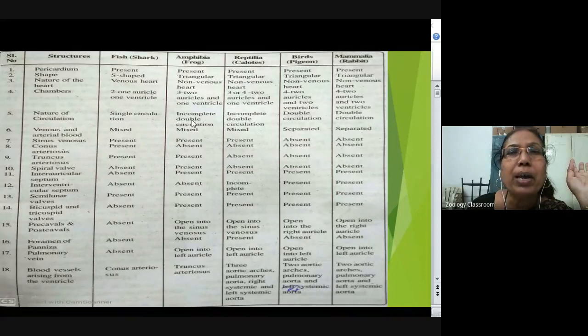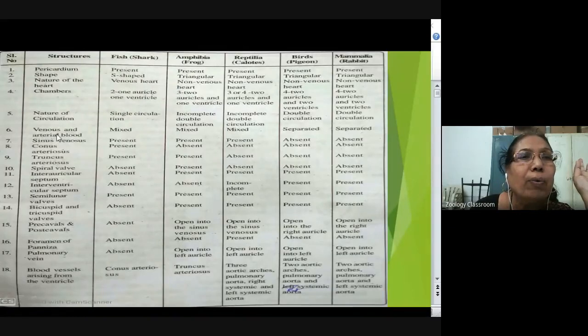In amphibia, incomplete or mixed blood is present, so it is called incomplete double circulation. In reptile, incomplete double circulation. In birds, separate circulation, so it is called double circulation. Then venous and arterial blood: in fish, it is mixed. In amphibia, mixed. All three are mixed blood, but in birds and mammals, impure and pure blood are completely separated.